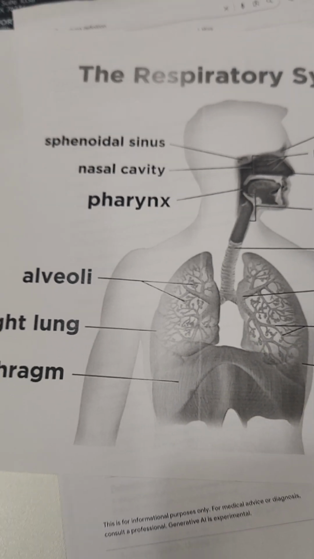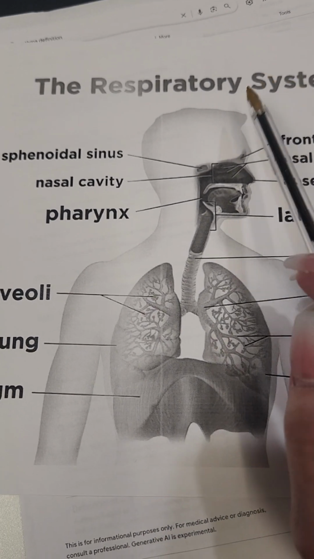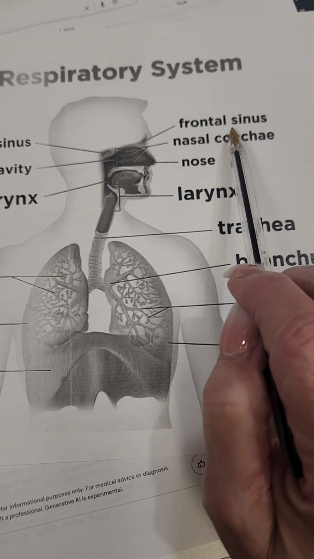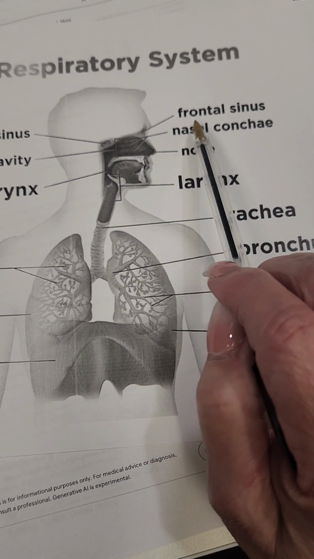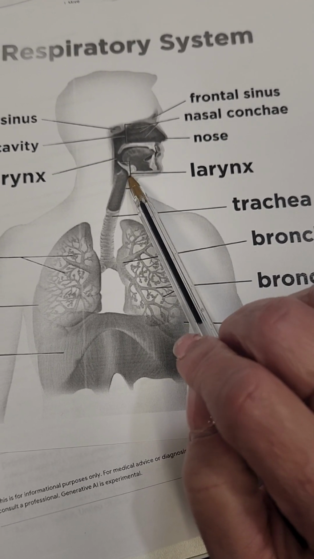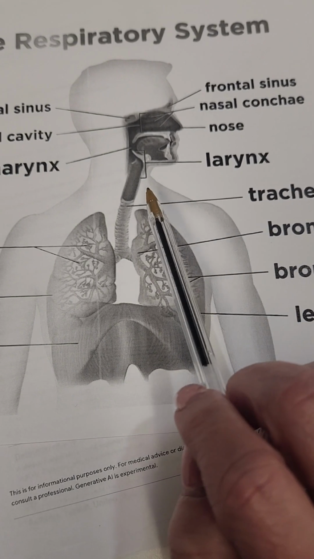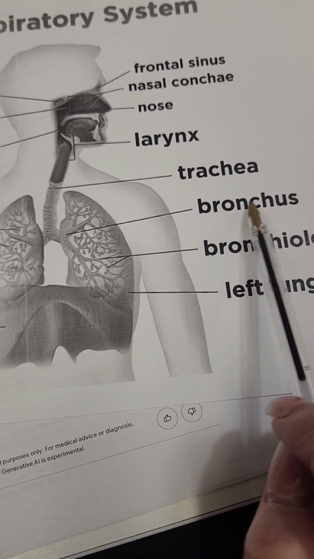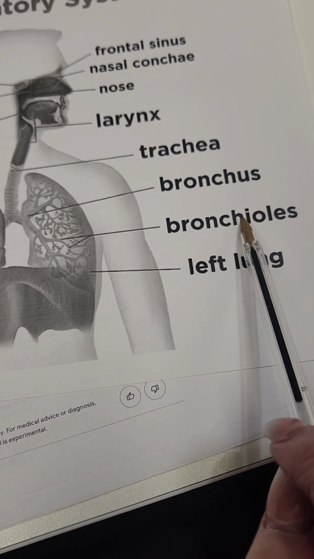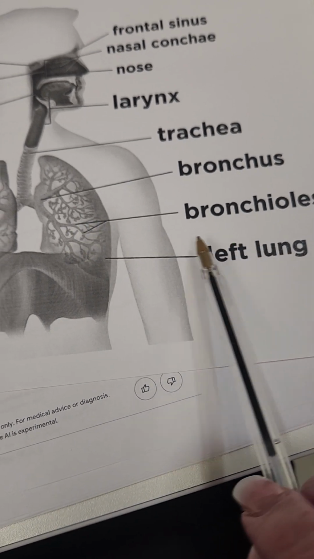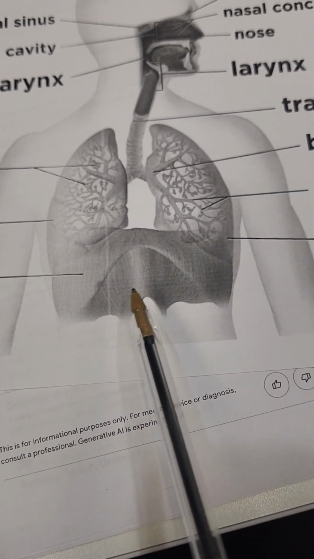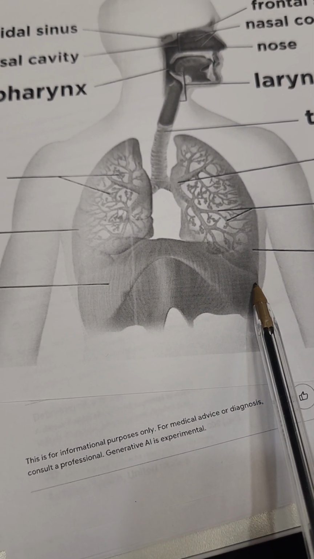a bigger picture. So once again, we have the sphenoid sinuses, the nasal cavity, the pharynx, the frontal sinus by your forehead, the nasal concha, your nose, your larynx, once again your voice box, your trachea is here, your bronchus, all these little vessels in your lungs. Bronchioles are the smaller ones. Here's your left lung and your right lung. And once again, a better view of your diaphragm right there.